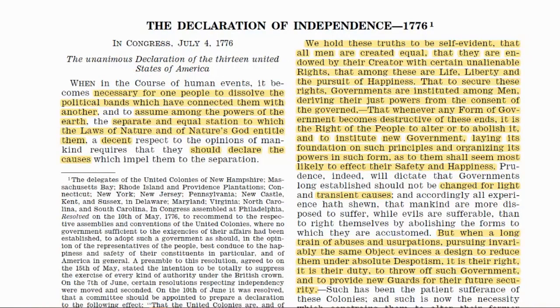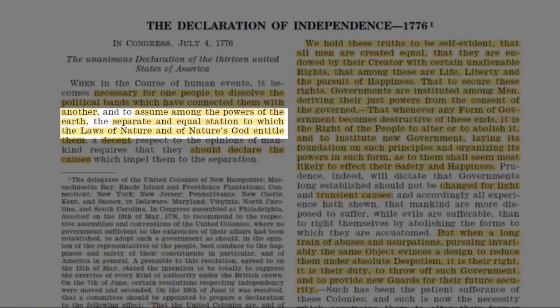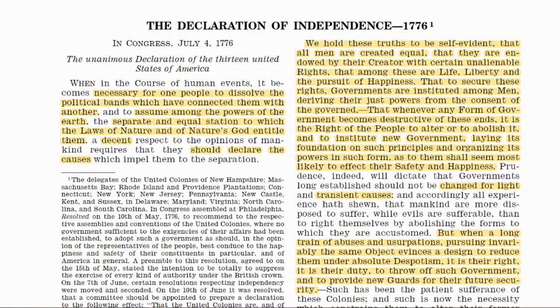So let's look at the authority to which they sort of bend. They're arguing, first of all, yeah, sometimes it's necessary. Well, guess what? We think it's necessary right now. And we need to assume among the powers of the earth this separate and equal station to which the laws of Great Britain and the laws of the King of England entitle them. Like, clearly, that's not what they wrote. They said the laws of nature, natural law, and the laws of nature's God. They're appealing at this point to a higher law and to a higher ruler. And this word entitle should not be lost on you. It is a very powerful word.